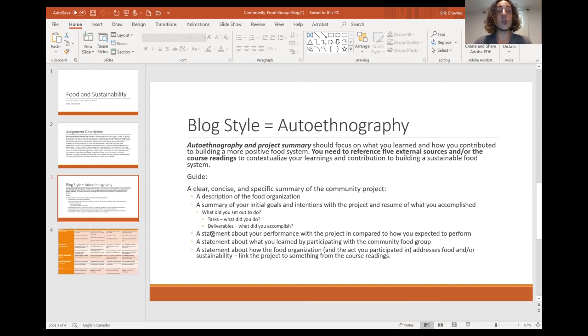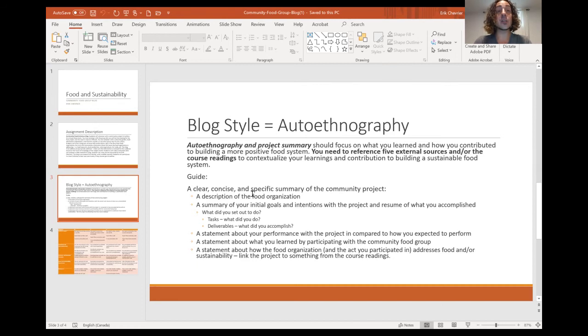The two things that I really need to see in your blog is a link to food and sustainability, as well as a statement about what you've learned performing with this group. But besides that, you can cater your blog to the projects that you're doing.